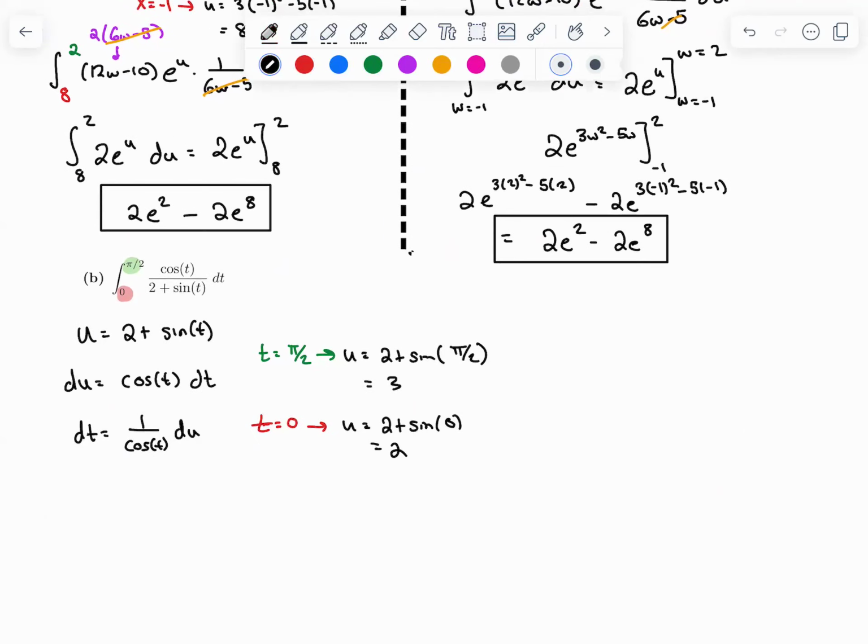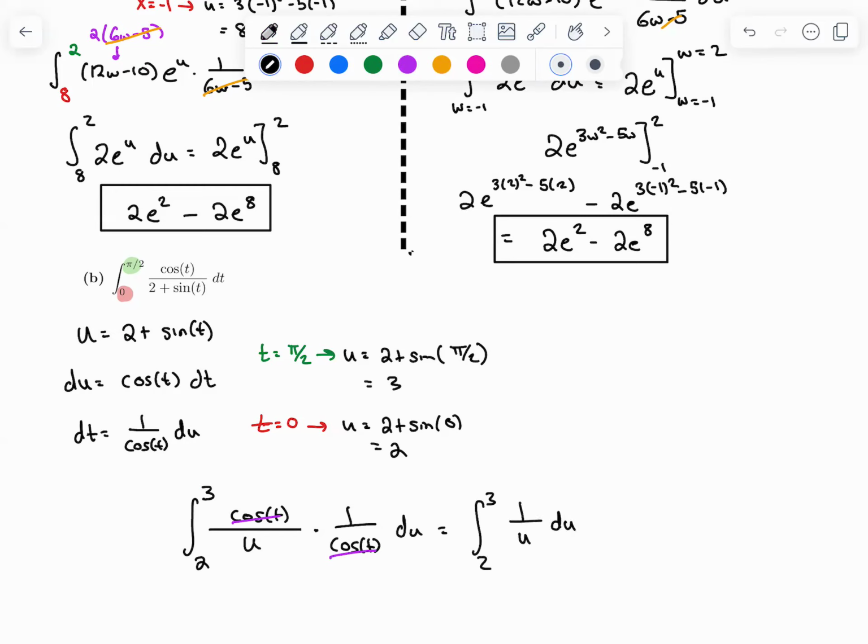So this integral then becomes the integral from 2 to 3 of cosine of t divided by u, because that's what we claimed u to be, times 1 over cosine t du. And lucky for us, the cosine t's cancel. We have that this is the integral from 2 to 3 of 1 over u du.